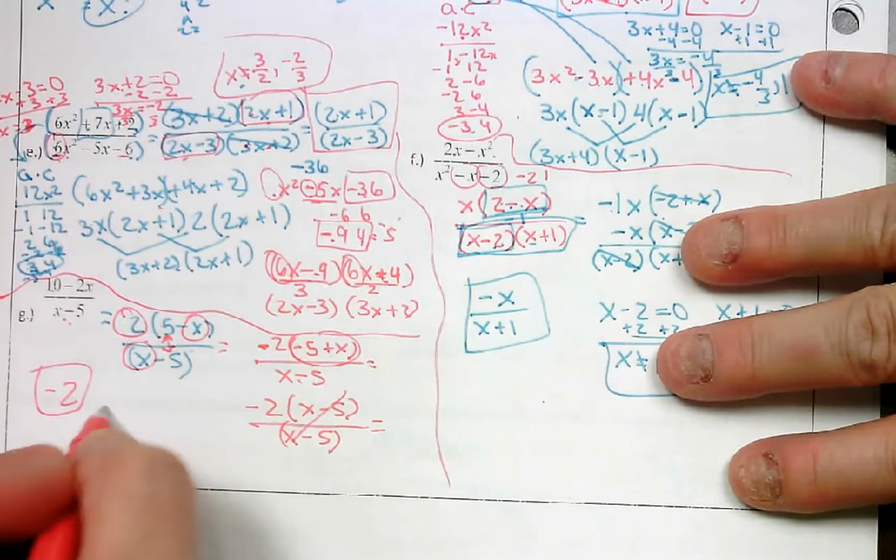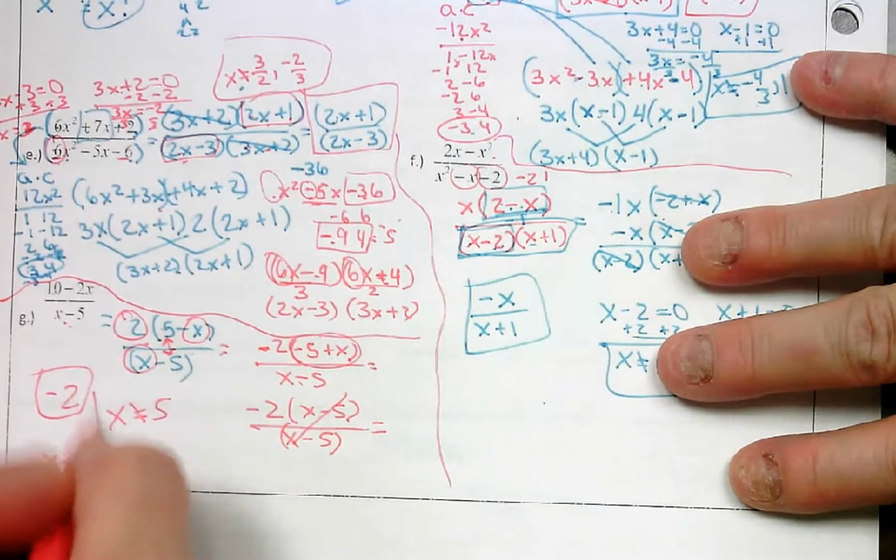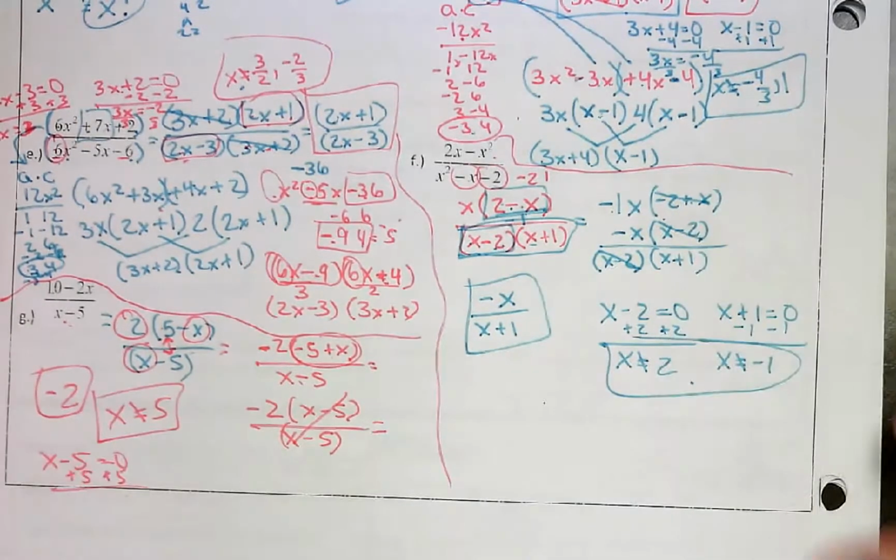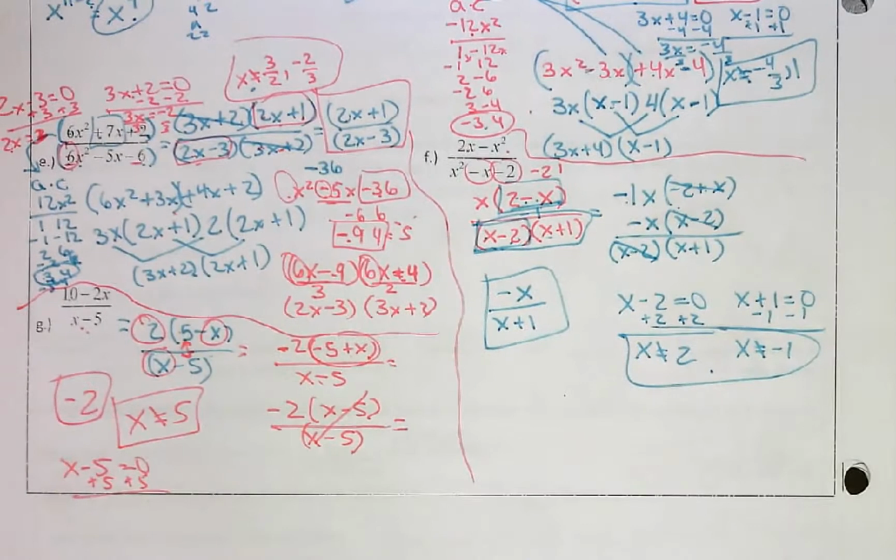Okay, so that is it for simplifying rational expressions. Once again, you guys have to be able to factor. If you are still struggling with factoring, you need to find some videos and or ask for help, because you have got to be proficient at that. Okay? So make sure that you can factor for the rest of this chapter.